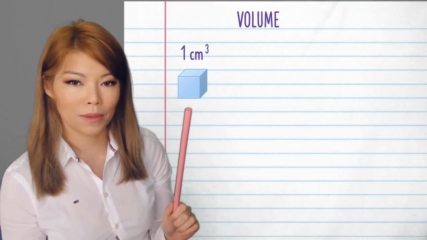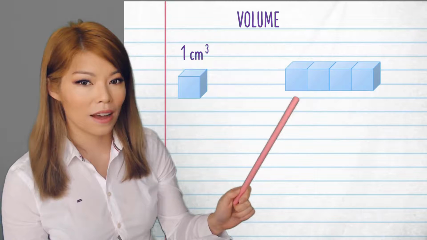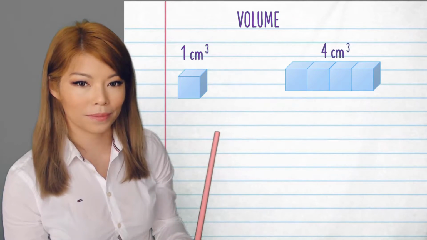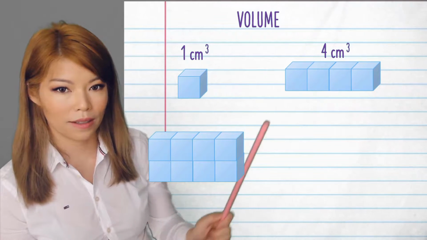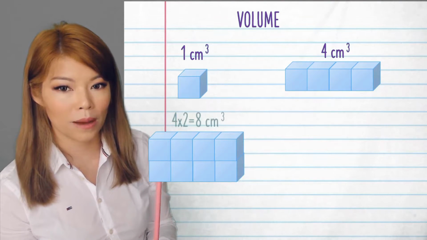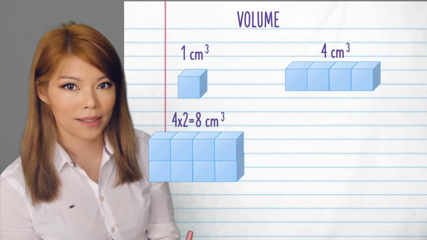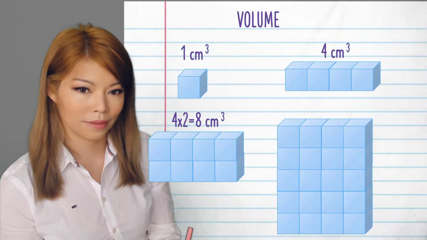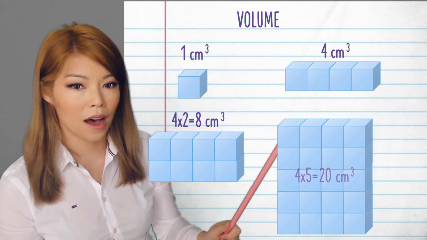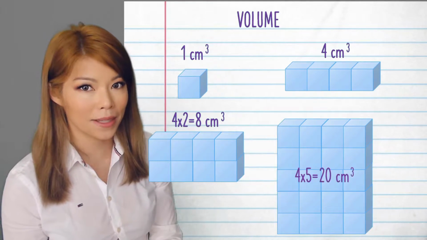Here we have a centimeter cube. Here we'd have a 4 centimeter cube. What about this one? That would be double that, or in other words, 2 times 4, which is 8 centimeters cubed. What about this one? That one's 4 times 5 this time, which is 20 centimeters cubed.